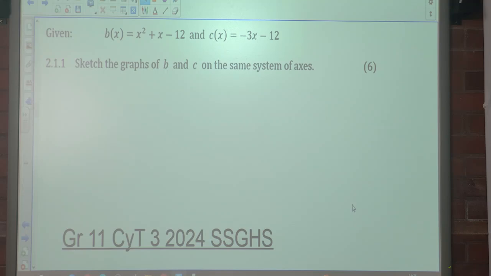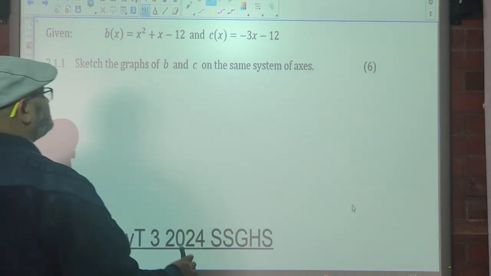The first time in my life I can remember that all of you did not work out the turning point of the graph. You guys didn't work out the turning point. How can you not work out the turning point?